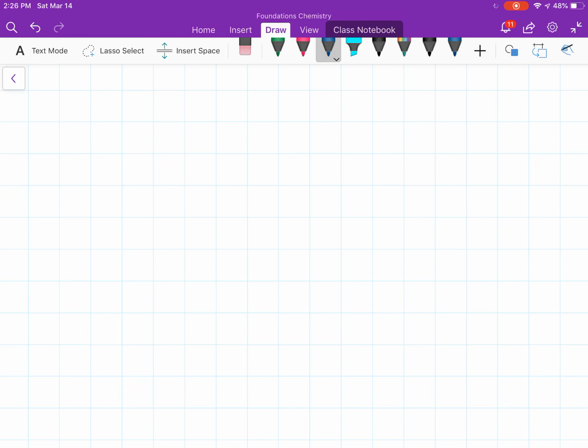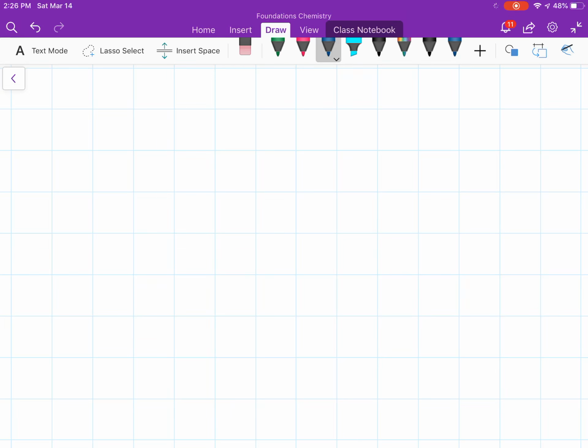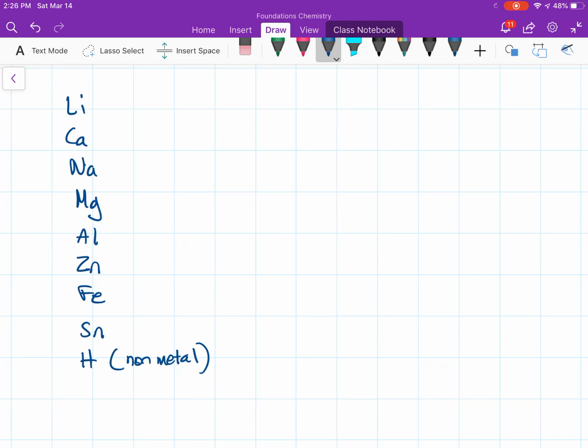Anyway, we're going to start out with lithium, and then below that is calcium, sodium, magnesium, aluminum, zinc, iron, tin, hydrogen. You say that's not a metal. Yes, it's not a metal, but it's positive, and hydrogen will switch places with a metal. So I'm going to put in here non-metal just so you know that I know it's not a metal and you don't wonder why it's in that list.